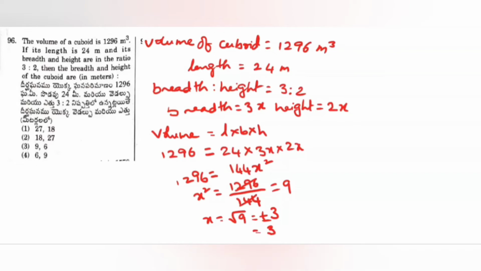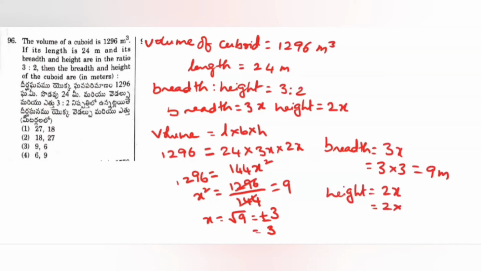So now find out breadth and height. Our question is to find breadth. Breadth is equal to 3x, that is 3 multiplied by 3, 9 meters, and height is equal to 2x, which is 2 times 3 gives you 6 meters. The question is asking breadth and height, not height and breadth. See the order of the question also. He is asking breadth and height, so the first one should be breadth and the second one should be height. So our option is 3, 9 and 6. Let us see the next question.